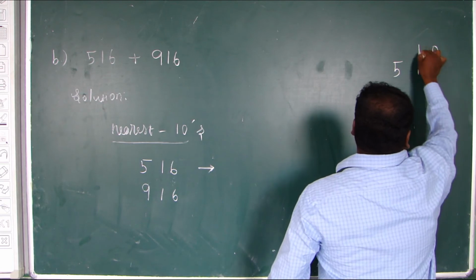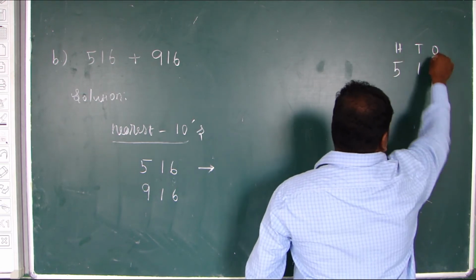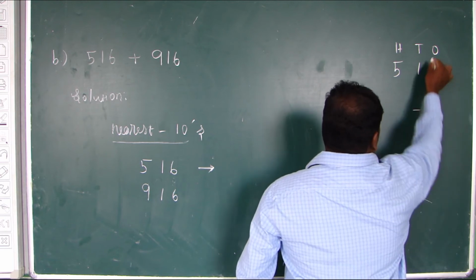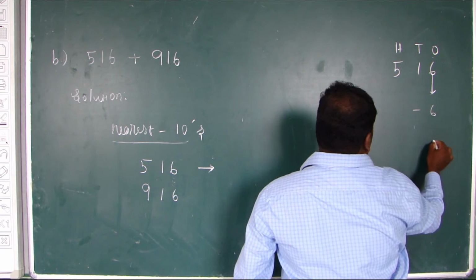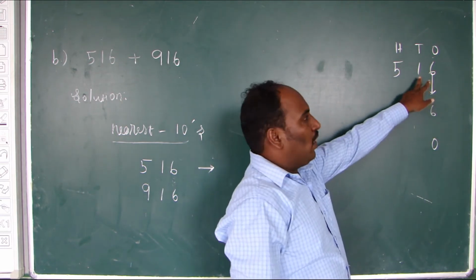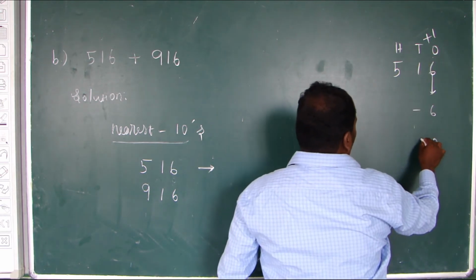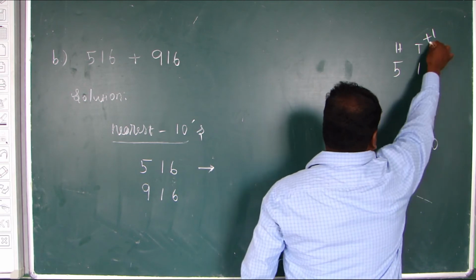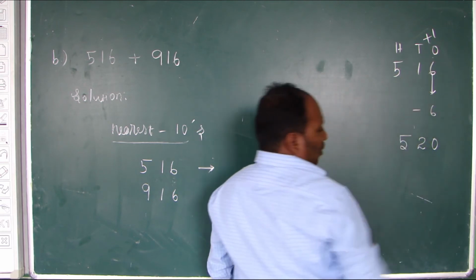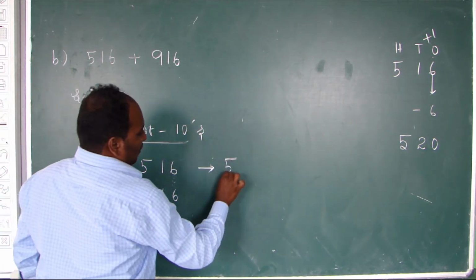Here the ones place is 6, so the ones place will be 0 and we add 1 to the tens place. 1 plus 1 is equal to 2. No change in the hundreds place. So the rounded value is 520.